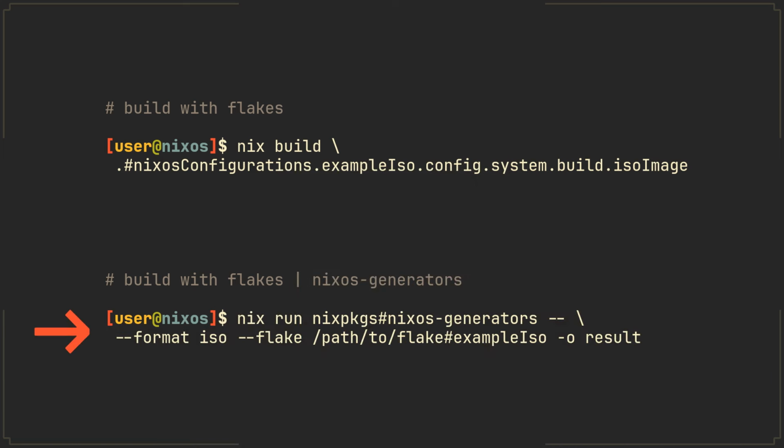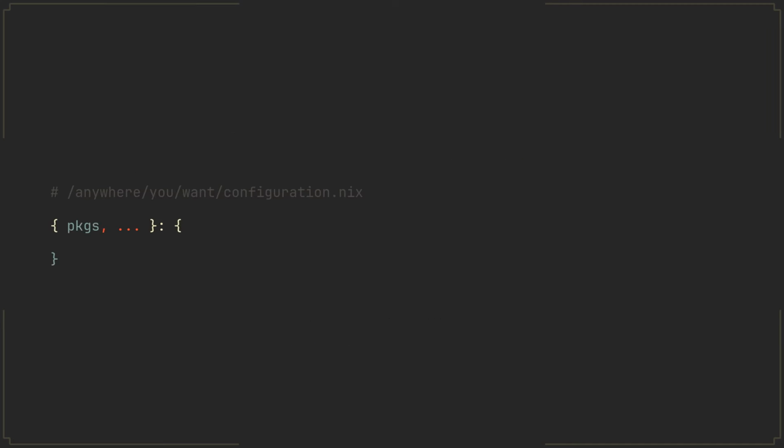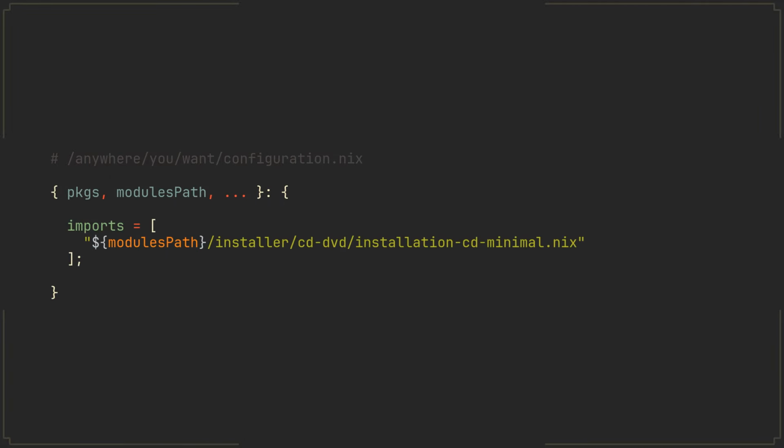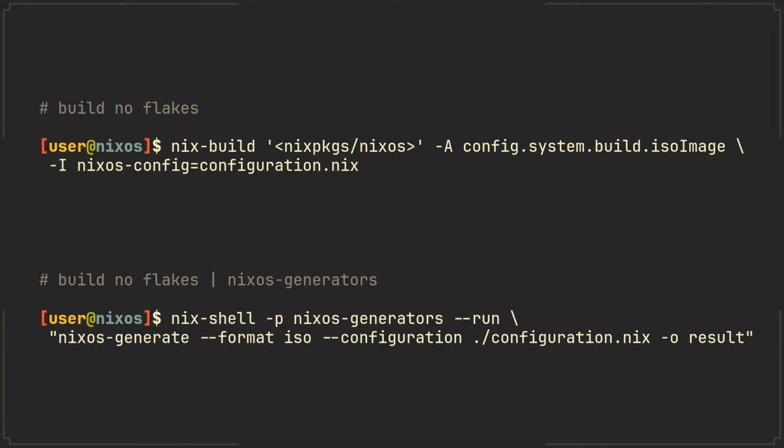It comes with the benefit of being able to choose the image format and even cross-compile to other architectures with some additional setup. Now in case you're not using flakes yet, create a new configuration.nix file anywhere you want and fill it with module boilerplate. Include modulesPath at the top and import the installation CD module. Then use one of these two commands and don't forget to reference your configuration.nix file here or here.